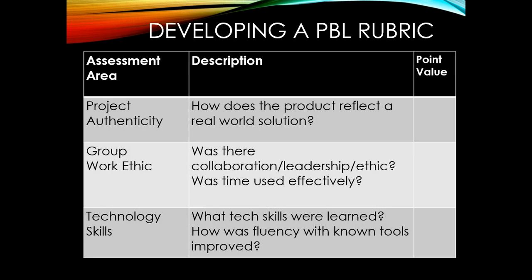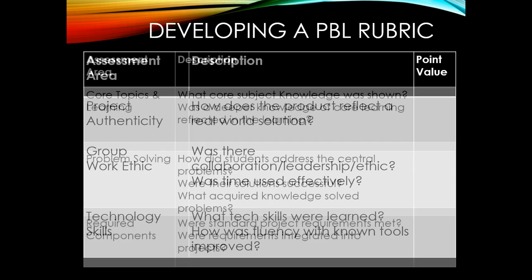Here are some possible assessment areas that you can put into your rubric. You can include the project authenticity, where you can see how the product of the project reflects the real world situation. You can also take a look at the group work ethic to look at the collaboration, communication, leadership, or time management in the group work. And then you can also look at the technology skills of the students to see the new skills learned and the improvement of the technology skills.